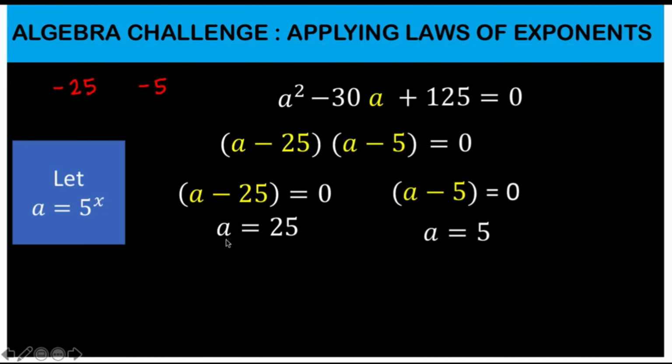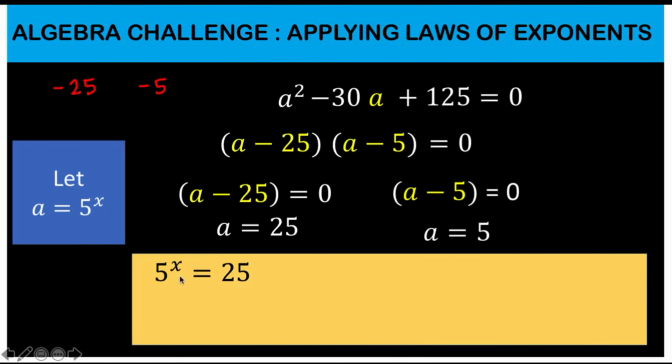But what is the value of a? We said that a is equal to 5 raised to x. And so, instead of a, we have 5 raised to x equals 25. And solving for x, to what exponent should 5 be raised in order to get 25? That exponent is 2. So x equals 2.